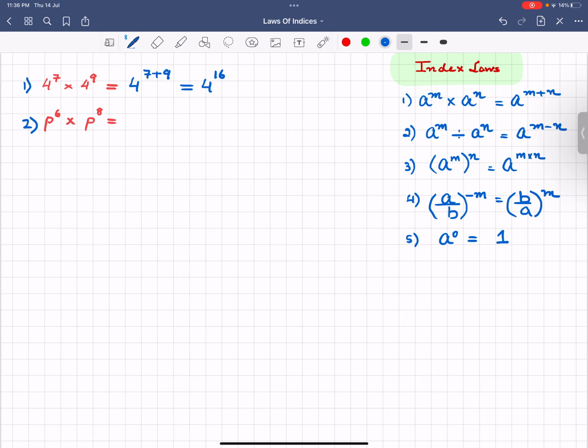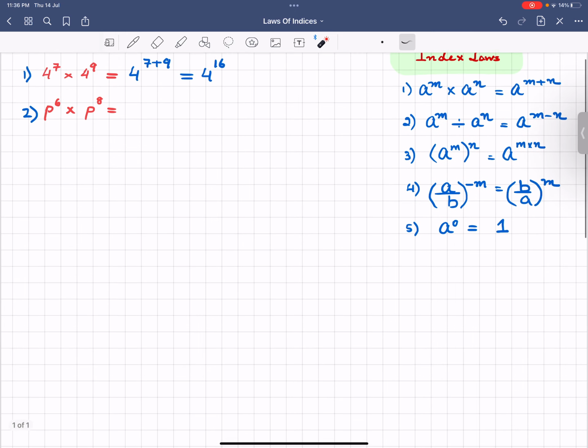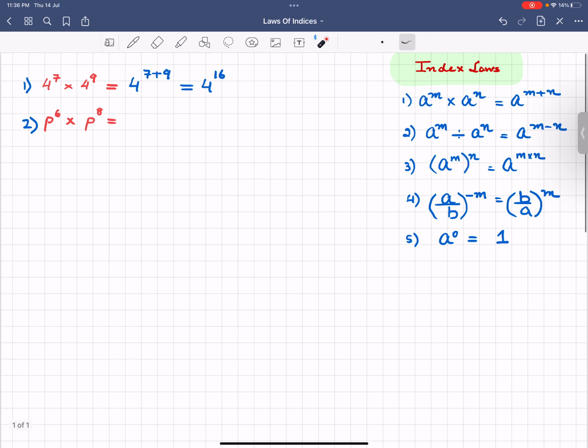Moving on to the second one, we had p to the power of 6 multiplied by p to the power of 8. So when the bases are the same and the bases are multiplied, powers are added. So 6 plus 8, we need to add the powers. So p to the power of 6 plus 8, which is equal to p to the power of 14. So that's the recap about yesterday's, or last video.